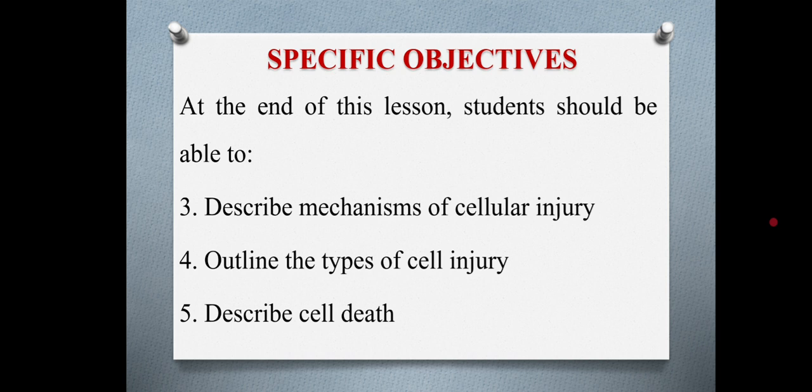Then we're going to talk about the causes of cell injury and cell death. Then we're going to describe, if I've got the cause, in what way is this cause damaging this particular cell? Those we call mechanisms of cellular injury. Then we're going to outline the types of cell injury, and last but not the least, we'll talk about cell death. So I'm recording this class so that you find time to go through it as many times as possible, so that you can acquire the much needed information to be able to attempt any question related to this topic, right?